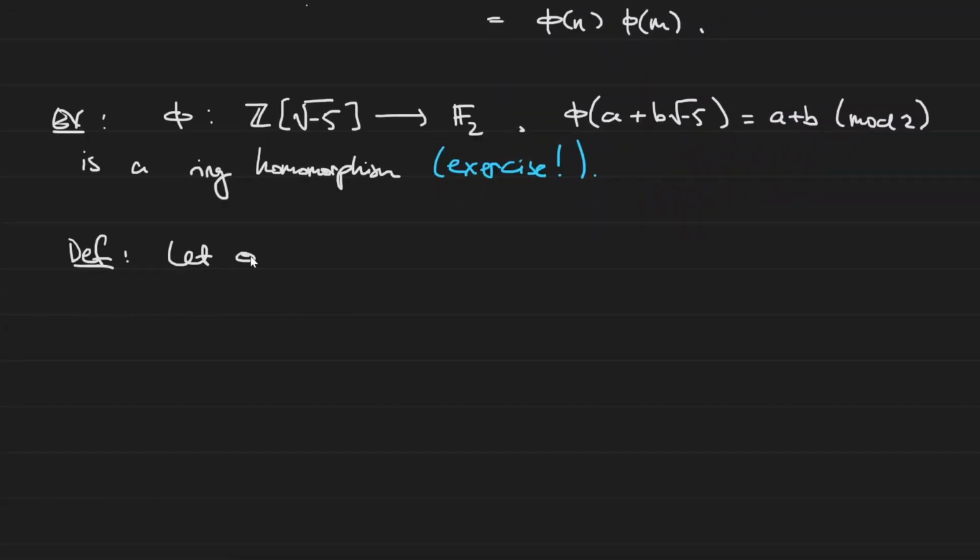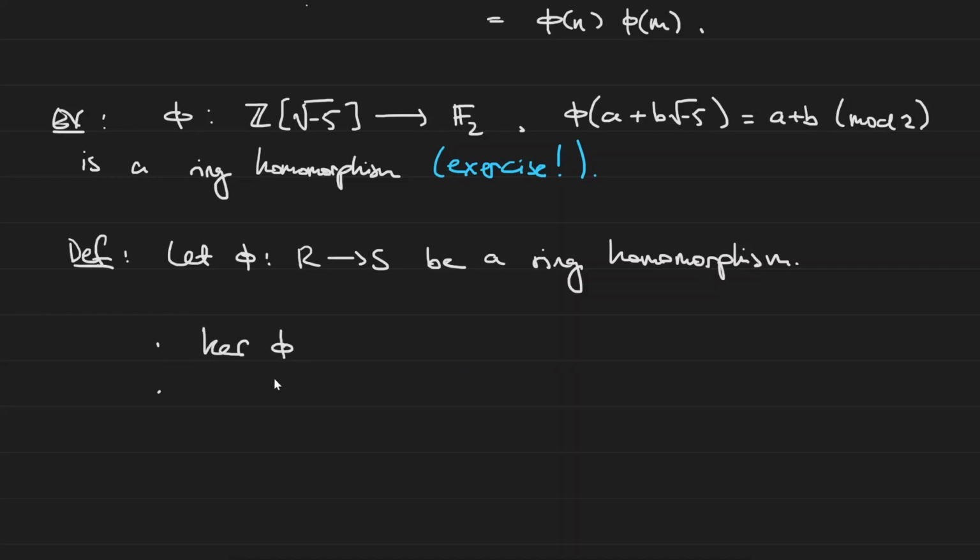Definition: let phi from two rings R to S be a ring homomorphism. Then we define the following two sets for now. The kernel of this homomorphism phi is defined to be the set of all elements r in your domain ring R such that phi of r gives you the 0 in the target ring.